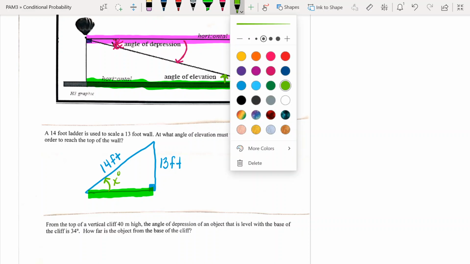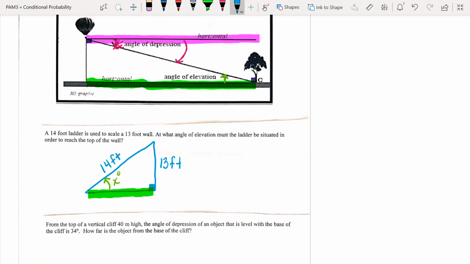Now, you're going to use everything you know about trig and right triangles to solve this. So you have to figure out which trig function we have from the x degrees. From x degrees, I've got the opposite side and I've got the hypotenuse. Opposite over hypotenuse is sine. So the sine of x is equal to opposite, which is 13, over hypotenuse, which is 14. To get x by itself, we do inverse sine.